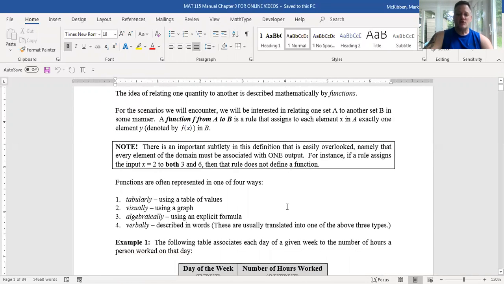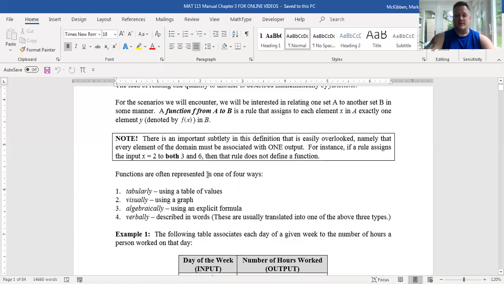So we can actually define functions in different ways. You could have a table of values or a graph or some sort of formula, or you might just have words that describe what you want to define as a function. So let's look at some examples of this.